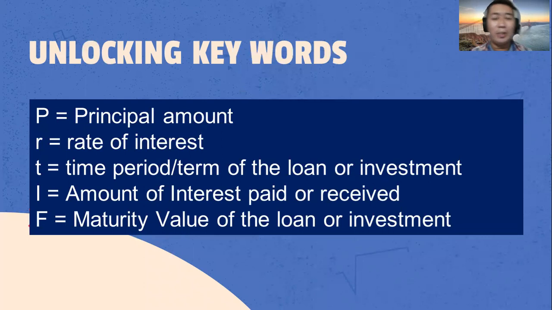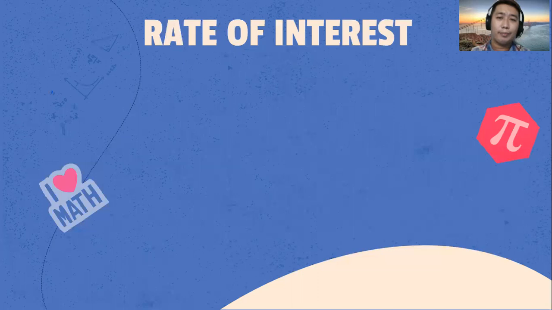Let's try to unlock keywords. We are going to use P for principal amount, the amount of borrowed money. R for rate of interest, and today we are going to know how to solve for the rate of interest. T for the time period or term of the loan or investment. I for interest, that means the amount of interest paid or received. And F for the maturity value, or the final value of the loan. That means principal amount plus the interest, that could be the maturity value.